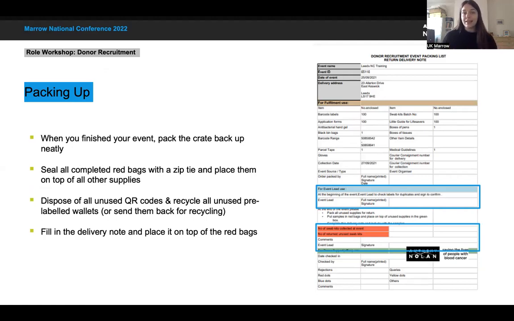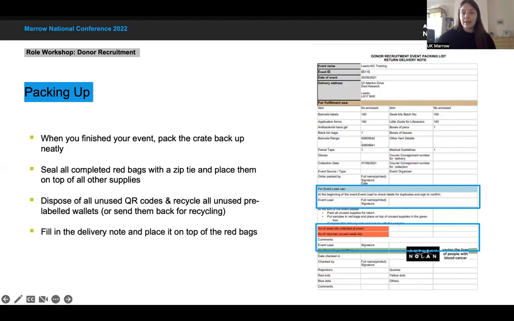But at the end of the day, like I said, when you've collected all your samples in your red bag, you zip tie the red bag and place it on top of all the other supplies that you've packed very neatly back into the crate. So absolutely everything goes back into the crate, any leftover wallets, any leftover swabs, leftover leaflets, unless it's something that your group is holding on to. So sometimes you have your own banner or your own tablecloth, obviously keep those. But everything you don't want to keep goes back into the crate, and the completed zip tied red bag with all the samples goes on top of all the other supplies.